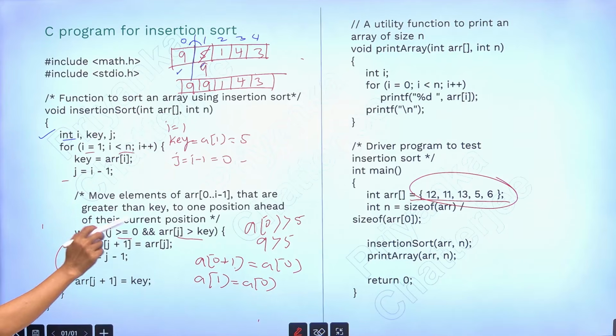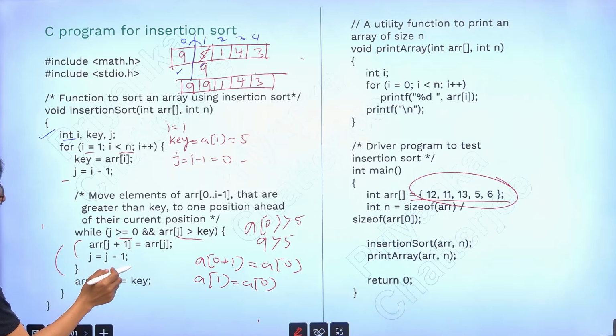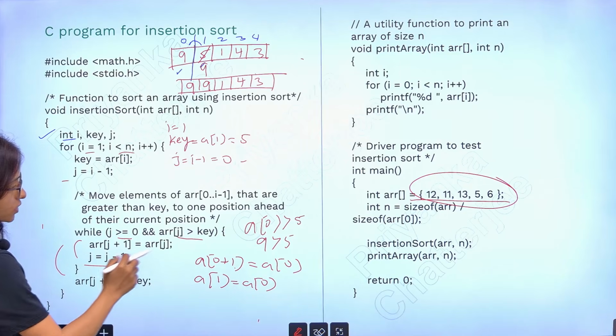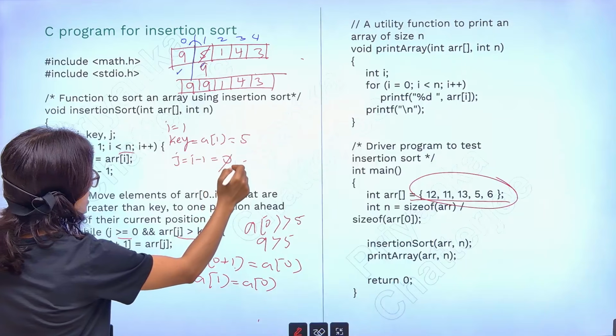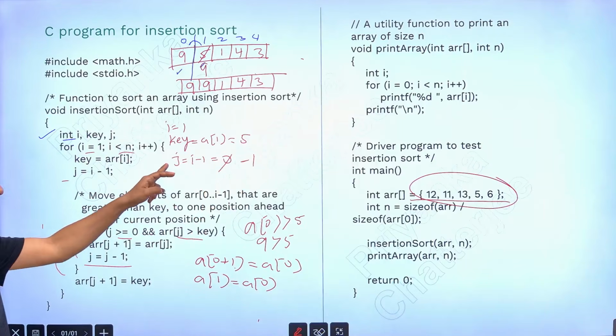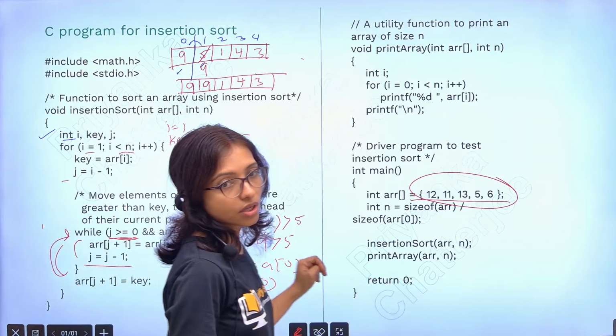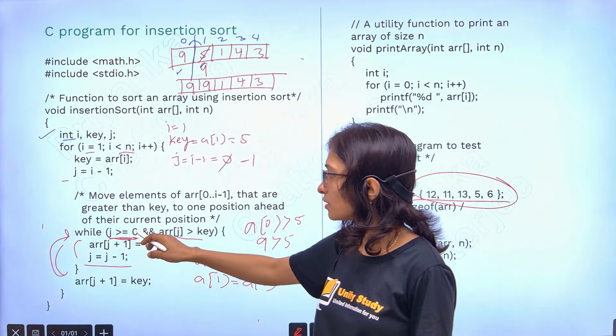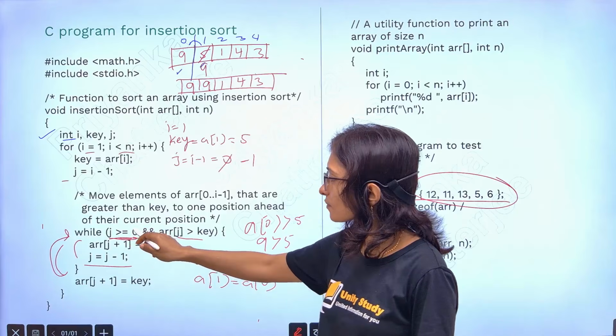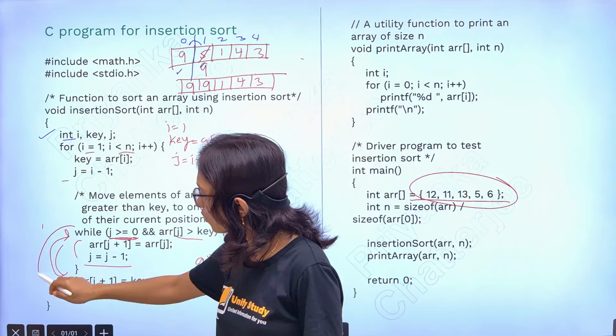Now I am doing j equals j minus 1. So now my j value is decreasing to minus 1. Previously it was 0, now it is minus 1. Now again I will check the while condition, because while keeps checking the condition again and again. Now this condition will be false, because the condition is j greater than or equal to 0. j is minus 1, the condition is false. So it will come out from the while loop.